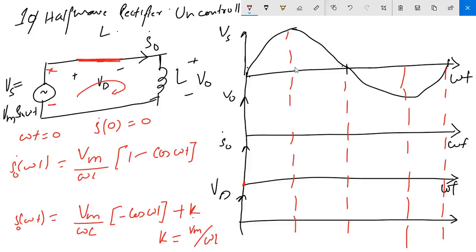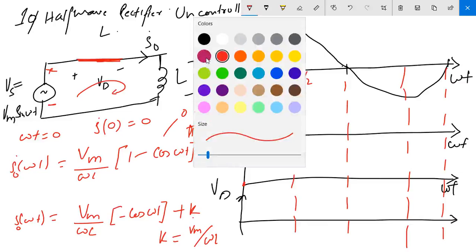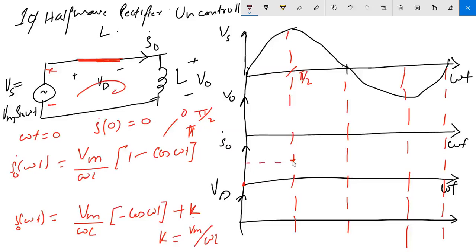Next, this is my pi by 2 axis. Put the value of cos pi by 2, which is 0, so your value will be Vm by omega L. So this value is Vm by omega L at pi by 2.